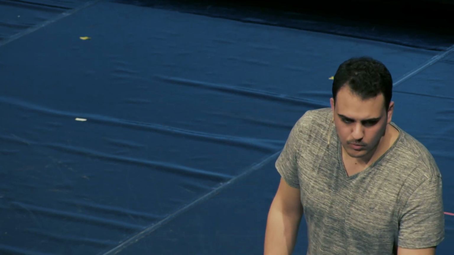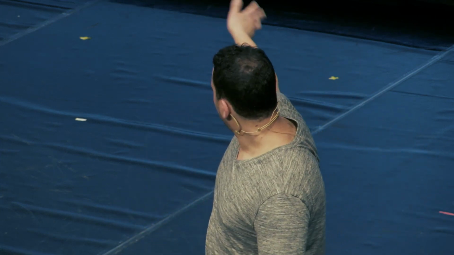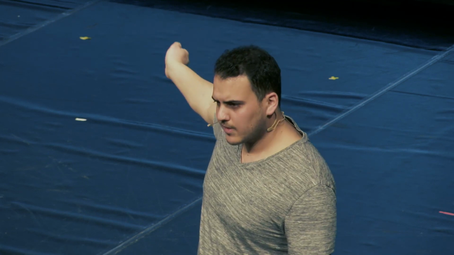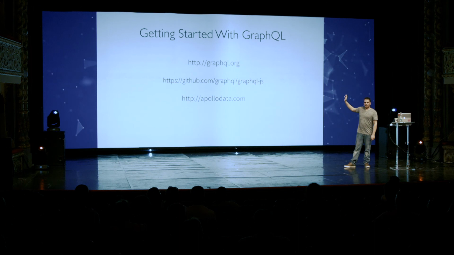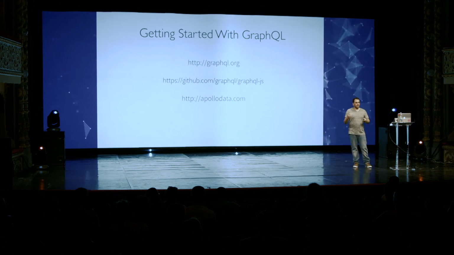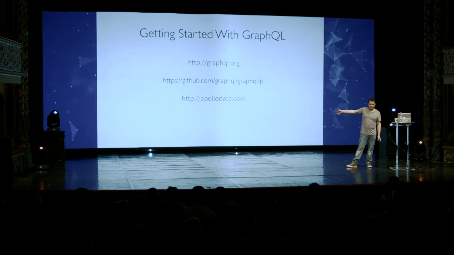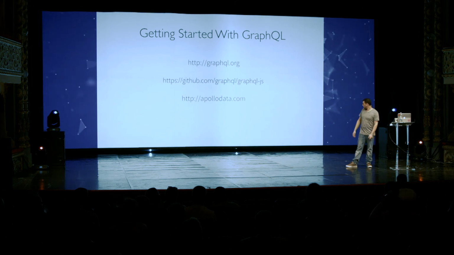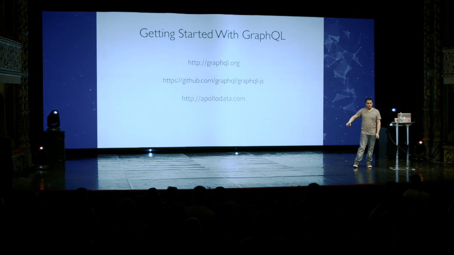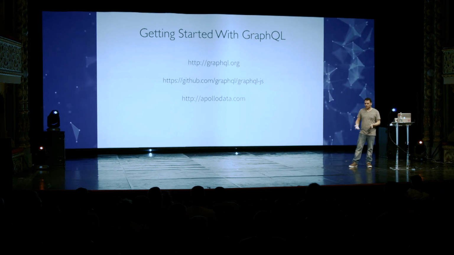So for those of you who want to start with GraphQL, you can just go to graphql.org. It's the official website of GraphQL. It has the full specification of GraphQL, and it also has a list of current implementations for all platforms. You can also go to the GitHub of GraphQL, a great resource for information. And the Apollo project I mentioned also has a website with tutorials and applications that use GraphQL, and you can just use it as a reference for implementation.